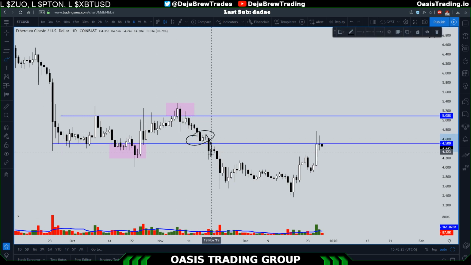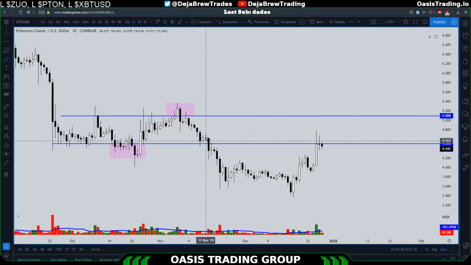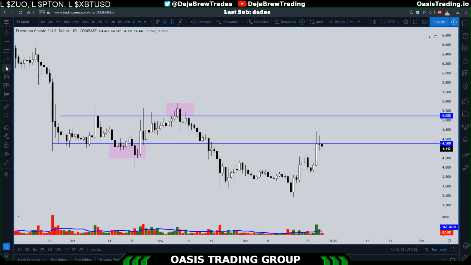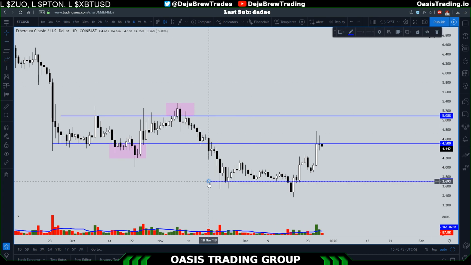You tried to find support on your range low, failed downward. Flipped it as resistance. So you can see this is your sell signal here. You flipped your range low as resistance. Give you a little bit of a sell signal there. Okay, so we fell downward. Now we're creating a new range, right?